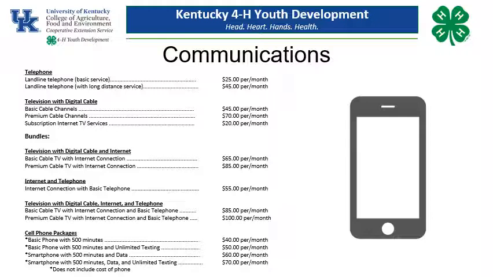Bundles are something very popular today. You can get television with digital cable and internet. Your internet and telephone can be packaged together. And then there's cell phone packages that you can include a basic phone with so many minutes, a basic phone with minutes and unlimited texting, a smartphone with data, unlimited texting. Those are all options that you can choose. Pause the video now and subtract the amount for what bundle or what type of communication you would like to have for your family for the month.